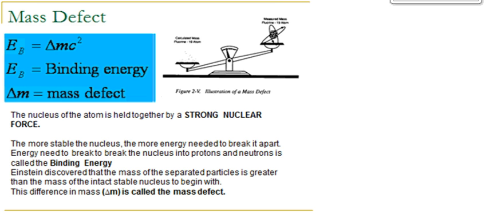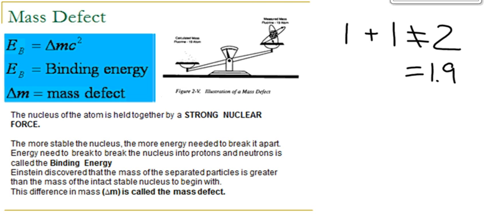The energy you need to break apart a nucleus is called the binding energy, or the rest mass energy, if you remember. Einstein discovered that the mass of separated particles is actually greater than the mass of the intact, stable nucleus. That difference in mass is called the mass defect. So basically, if you have 2 things, each with a mass of 1, it doesn't equal 2, it equals 1.9.